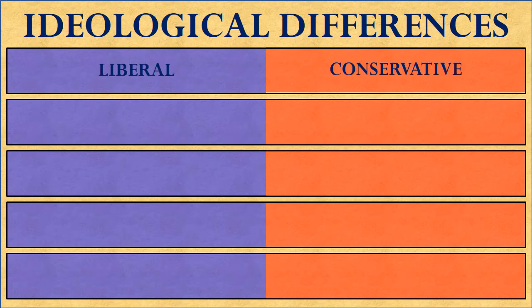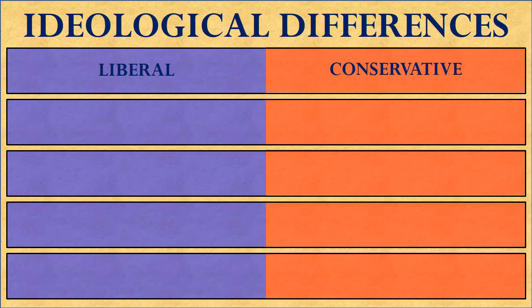When talking about ideology in the two major American political parties, the labels liberal and conservative are often used. Democrats are generally speaking liberal, and Republicans generally speaking conservative. Now, don't assume that this is true of every single Democrat or every single Republican. There may be liberal Republicans and conservative Democrats.